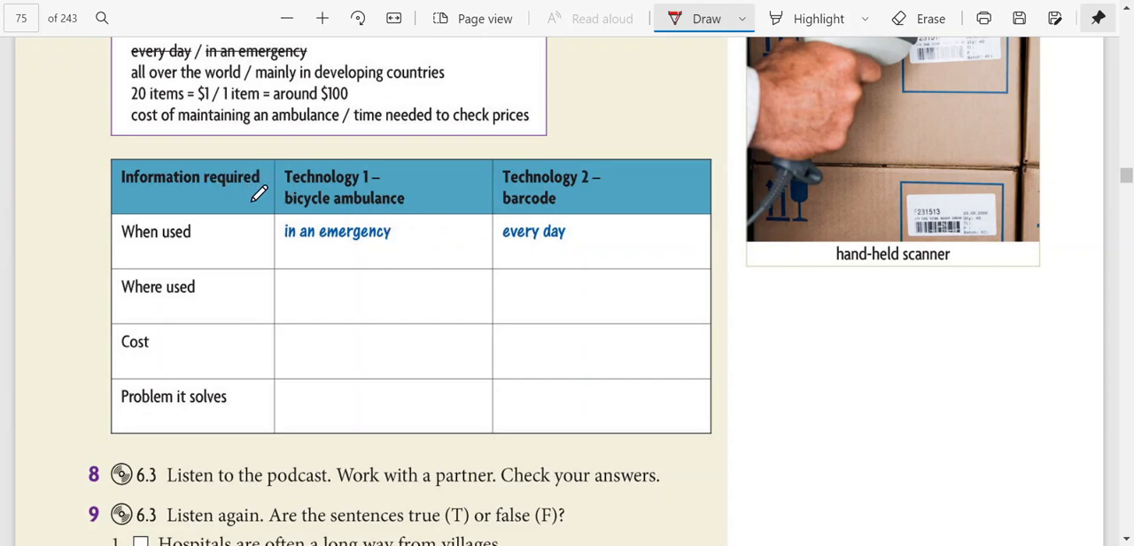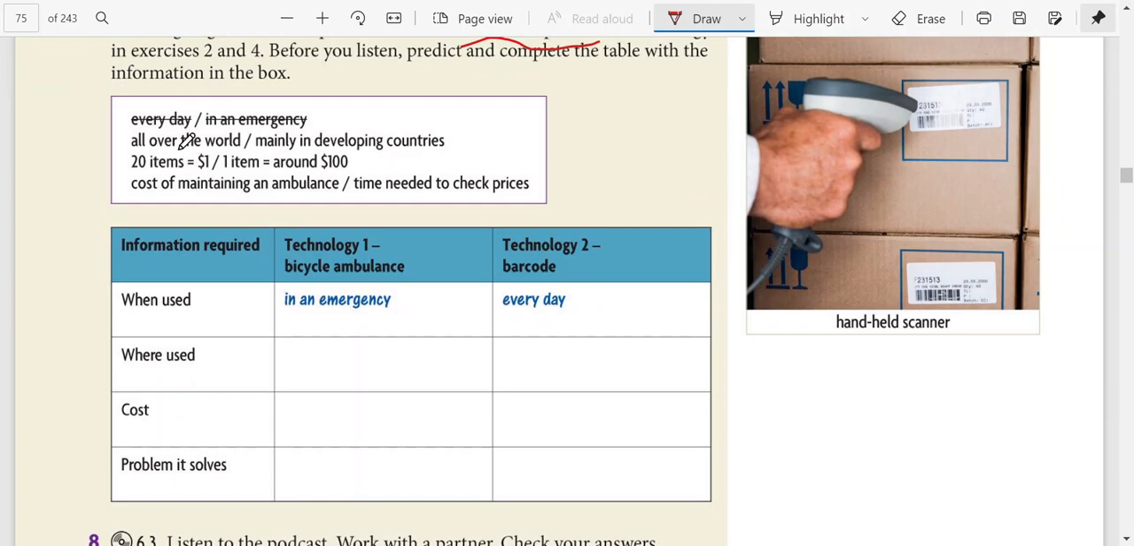Okay, information that is required, for example, bicycle ambulance, when to use it: in an emergency time. And barcode, nowadays, every day you can use it. And in here we have some other information about this table, we must fill it in with the given information.